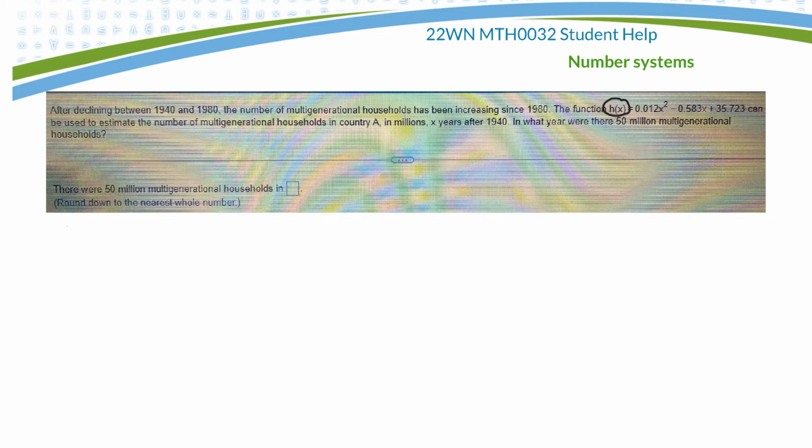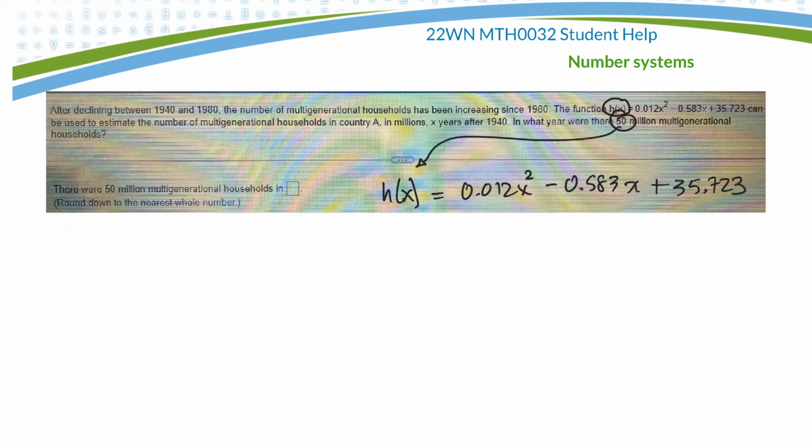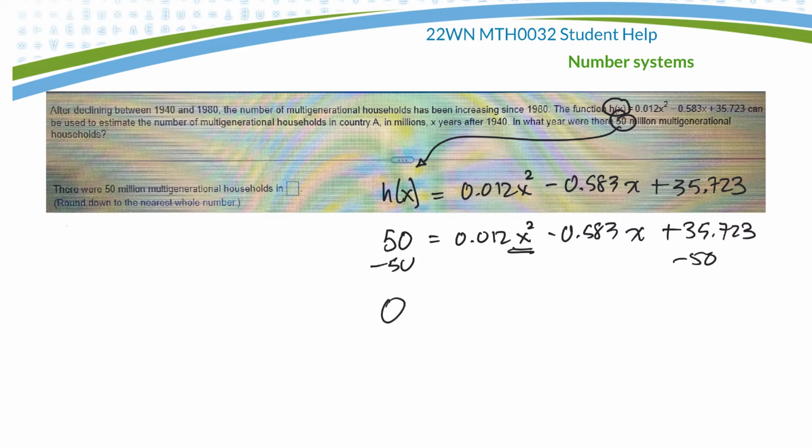So the way I would do this is, here's my function. H of x is equal to 0.012x squared minus 0.583x plus 35.723. And so what I'm going to do is plug in the 50 where the h of x is. So this would be 50 is equal to 0.012x squared minus 0.583x plus 35.723. Then since it's a quadratic, I'll subtract 50 on both sides to get a 0.